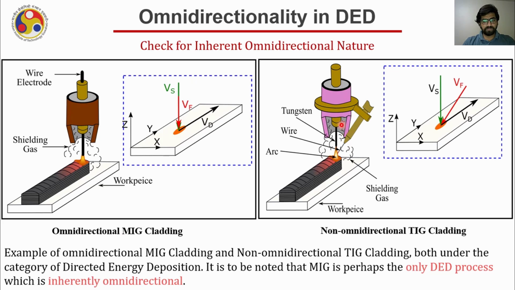But in the case of TIG welding based processes, this is the tungsten, shown here in black color, creating the arc, and hence the direction of the fusion source is vertical, shown here in green color.